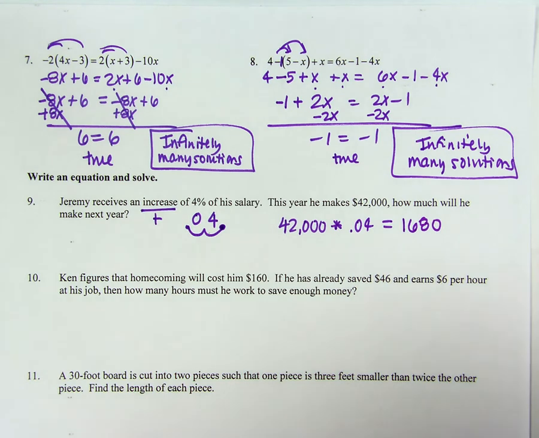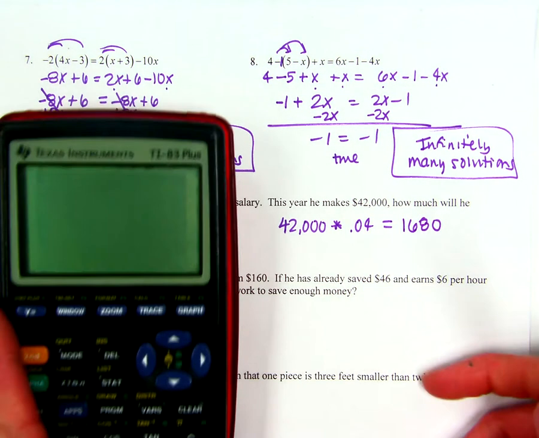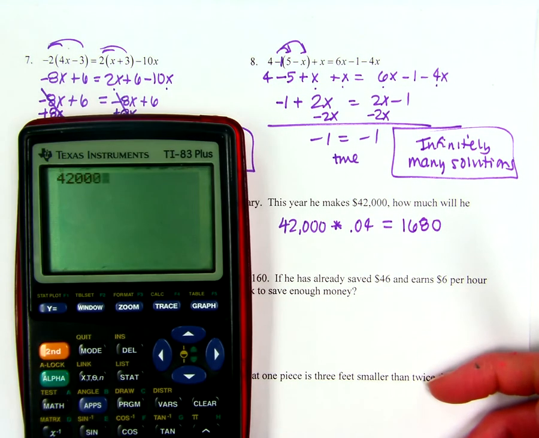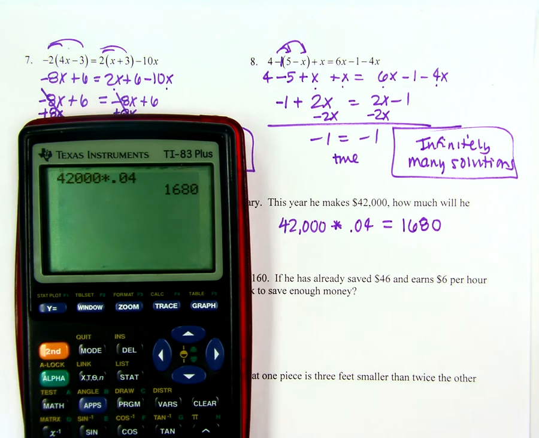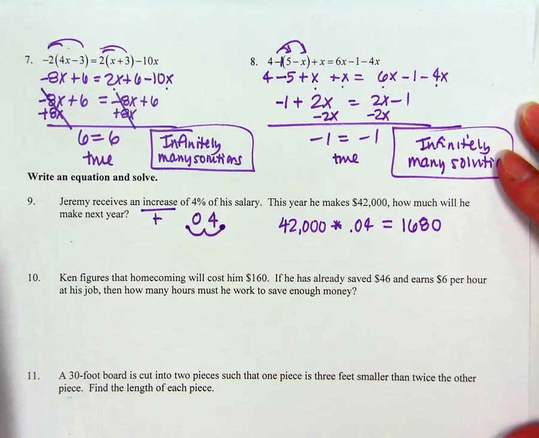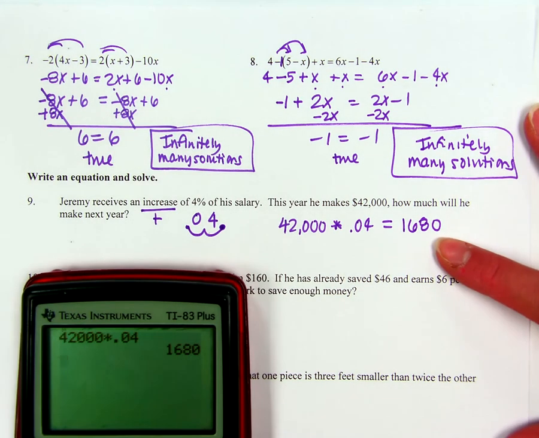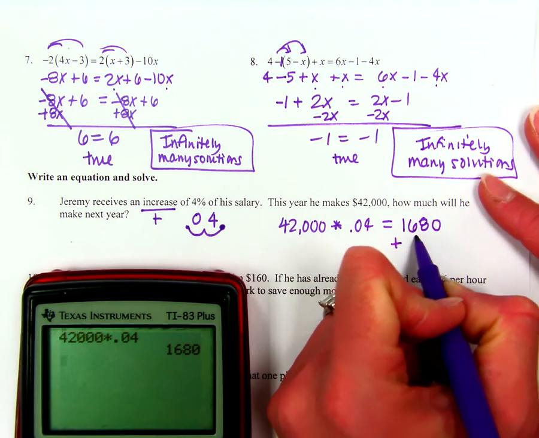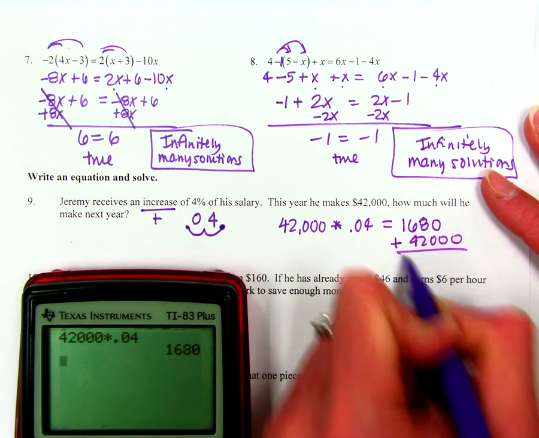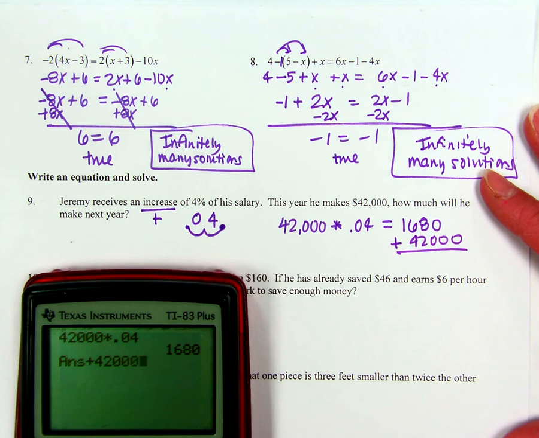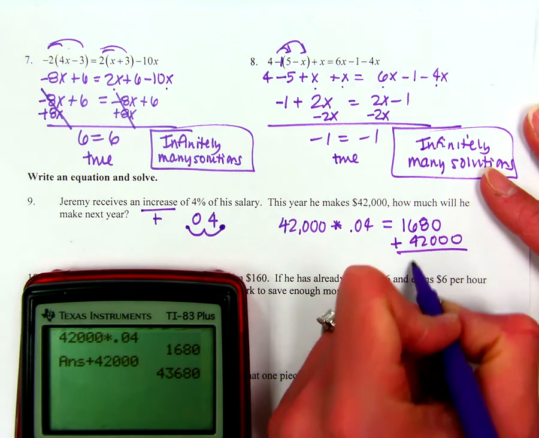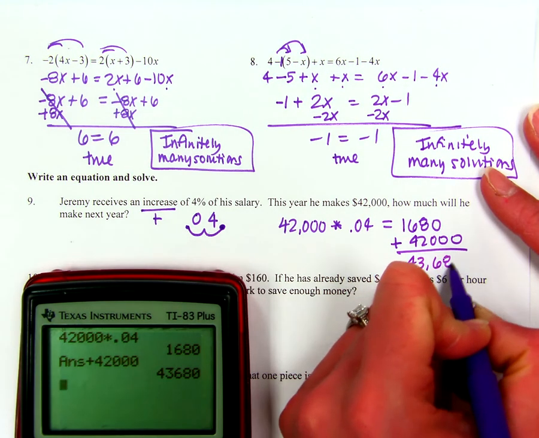So I'm just going to double check. 42,000 times 0.04. Okay, but it asks how much will he make next year. That's not what he's going to make. That's his increase. So I need to add that to 42,000. Okay, and then your final answer is going to be 43,680.